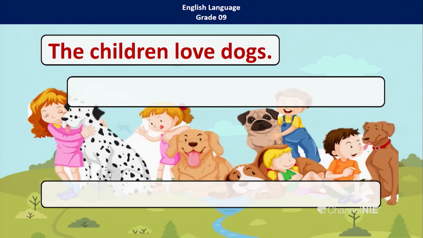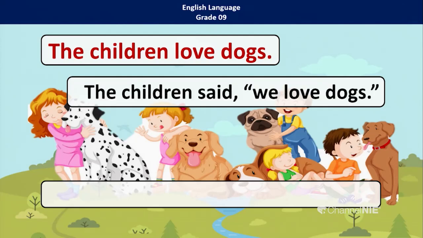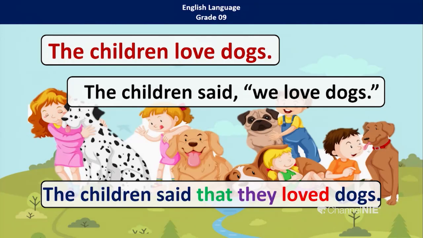There are children, they love dogs. Do you love dogs as well, children? All right, the children love dogs. So they say, The children said, we love dogs. Indirect speech, The children said that they loved dogs. The children said that, look at that word, the usage of that, they loved. The change in the tenses, we the pronoun has become they.